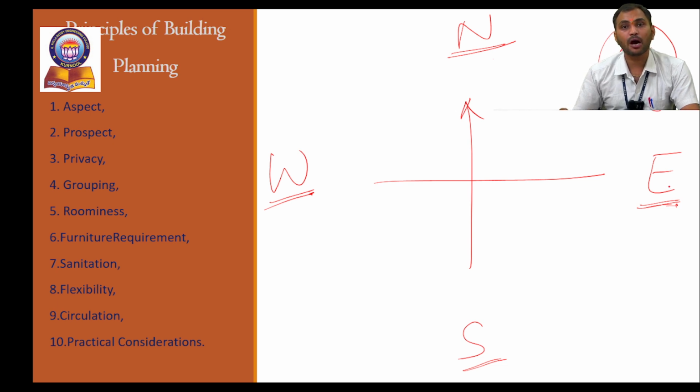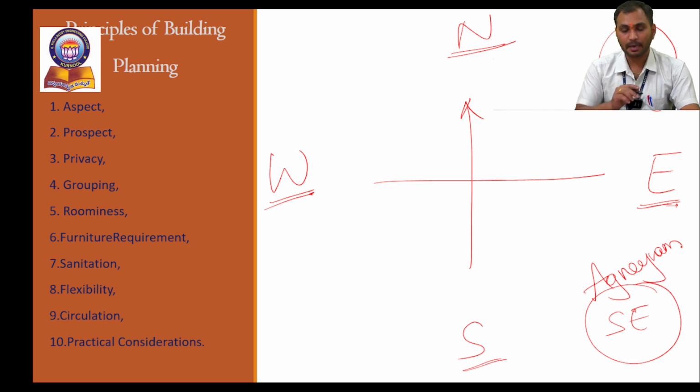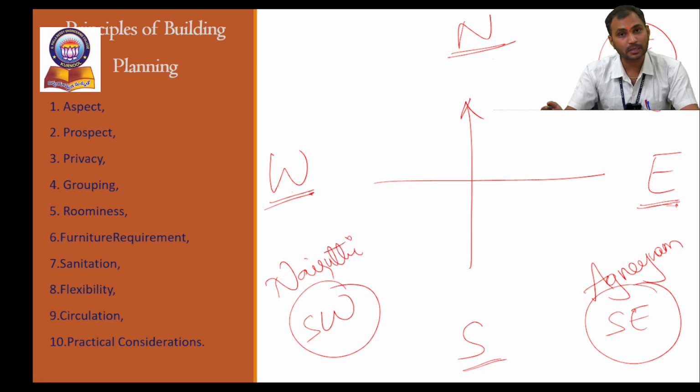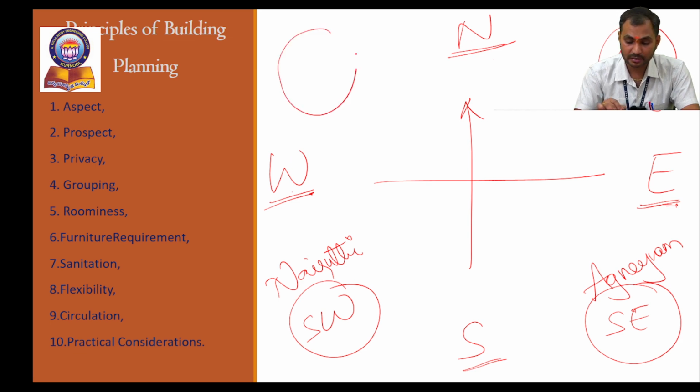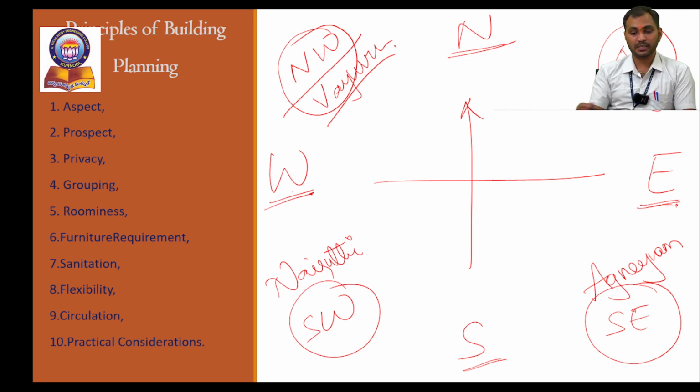Next, the corner place of southeast is Agneya Bhagam. The corner of south and west is Nairuti. Finally, the corner point of north and west is Vayuvu. In Telugu we call the corner points: northeast Ishanyam, southeast Agneyam, southwest Nairuti, and last, northwest is Vayuvu.